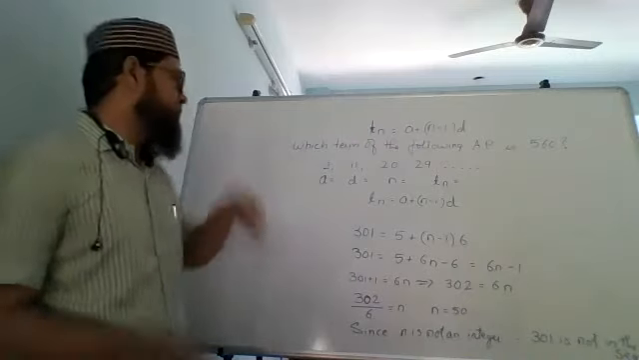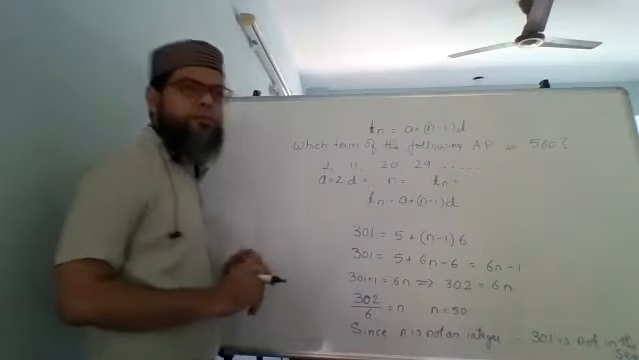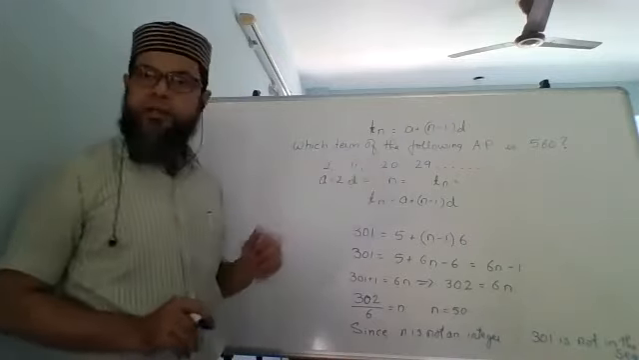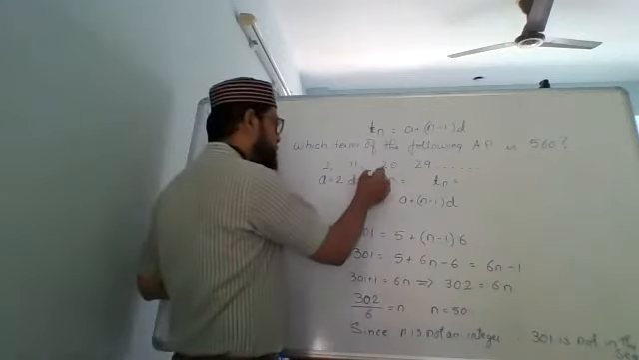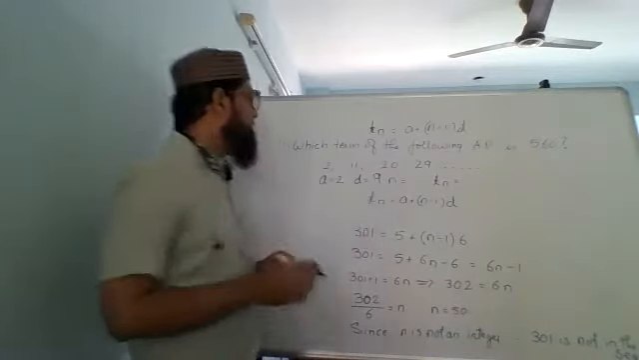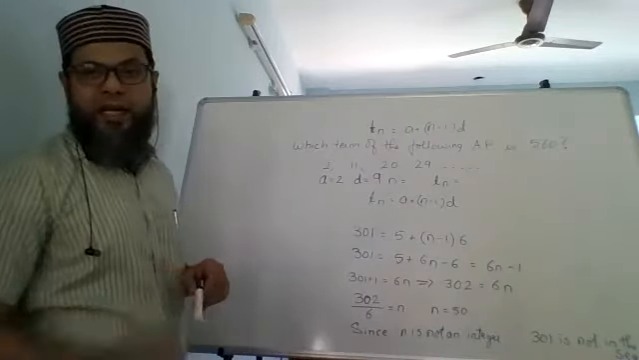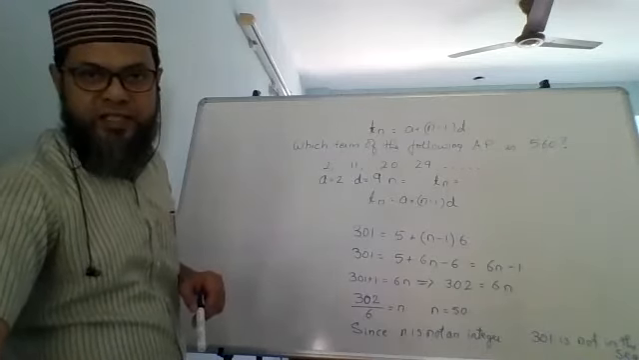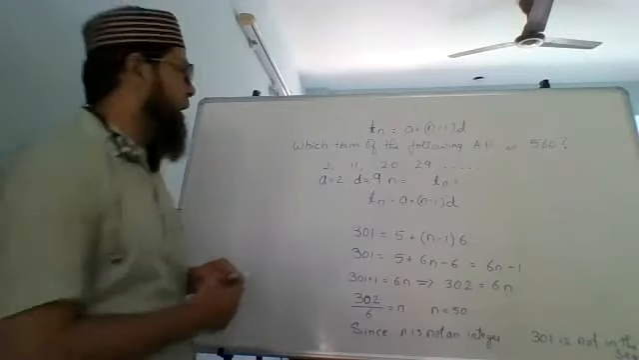A तो मिल गया मुझे. 11 minus 2, 9. Okay. 20 minus 11, 9. 29 minus 20, 9. So I know D is also 9. So these two parts are clear. Now the question is, sir, N 560 है या Tn 560? Whether N is 560 or Tn is 560, that is what we have to identify.